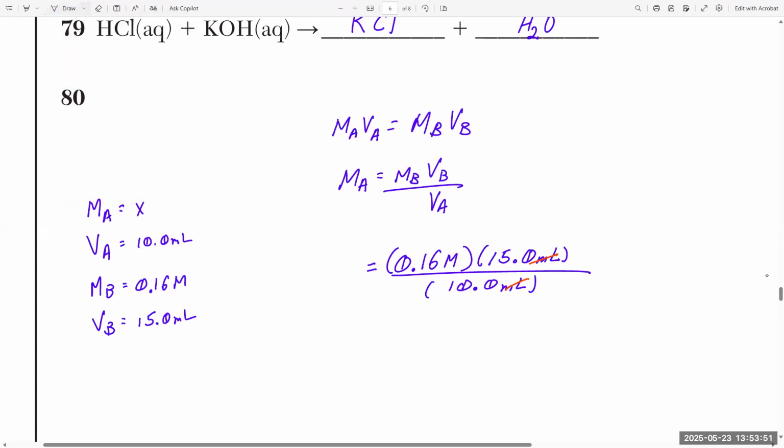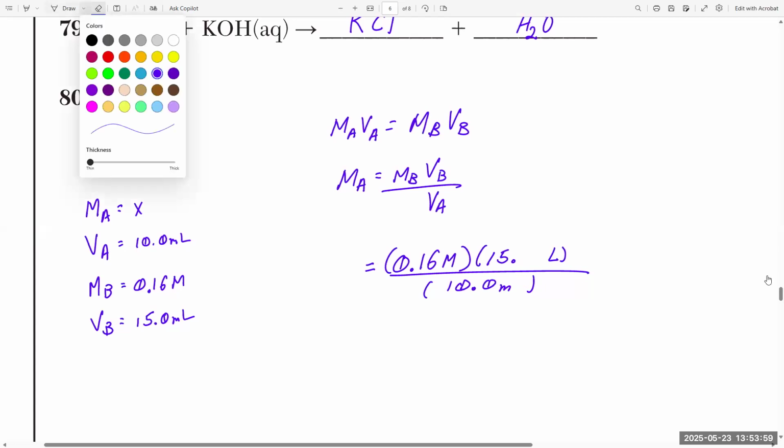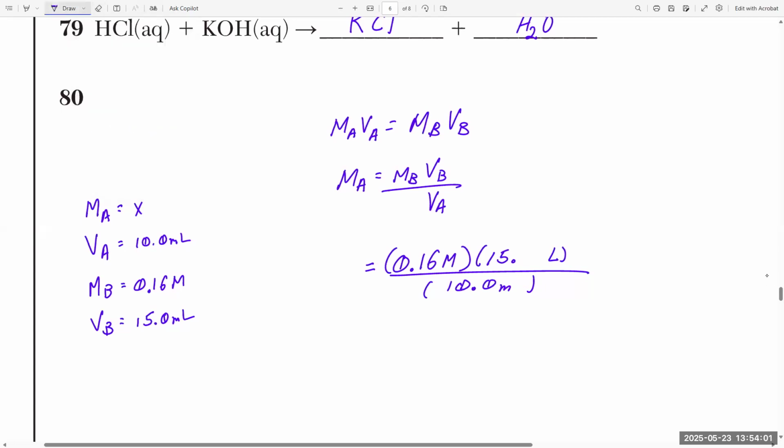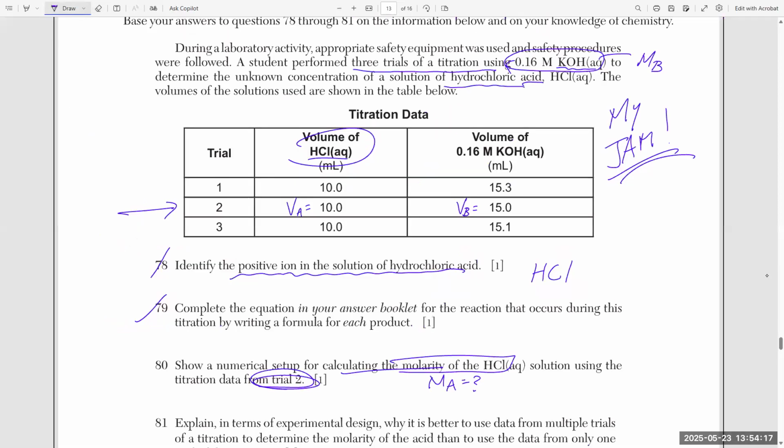But what I am going to do is, because this is the answer, I'm not going to cross it out. 15.0 milliliters. So guess what? You're done. Don't touch that calculator. We're done. And please make sure you circle your intended correct answer, okay? All right, let's keep going.